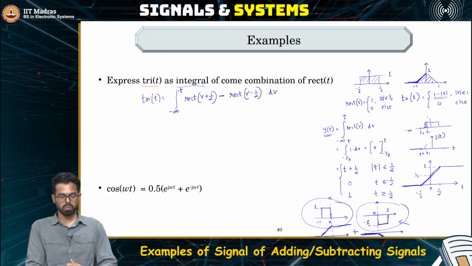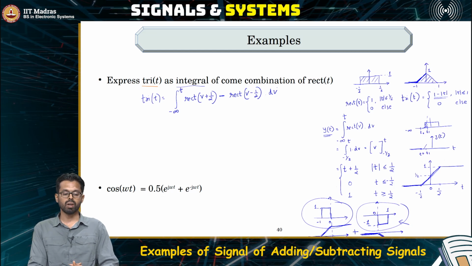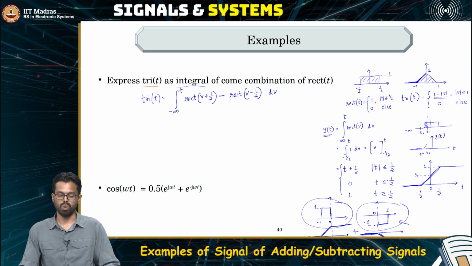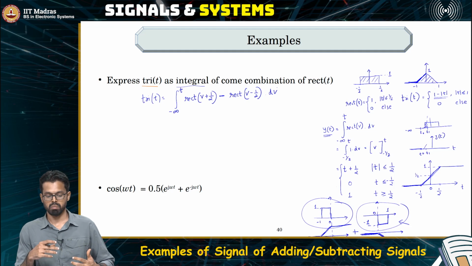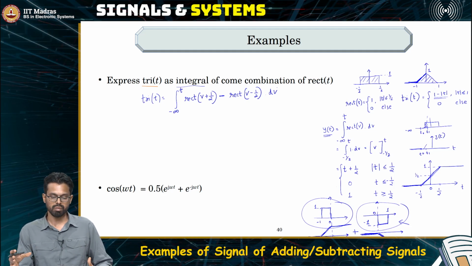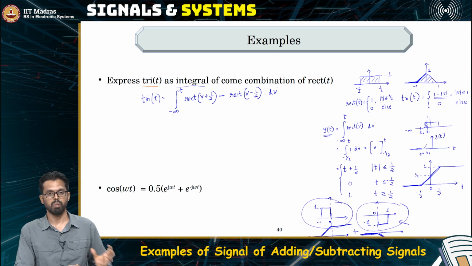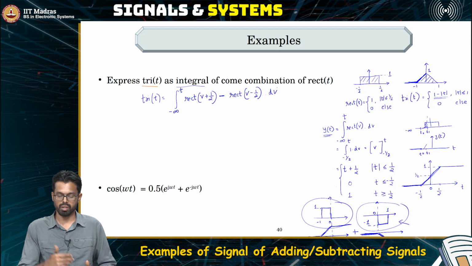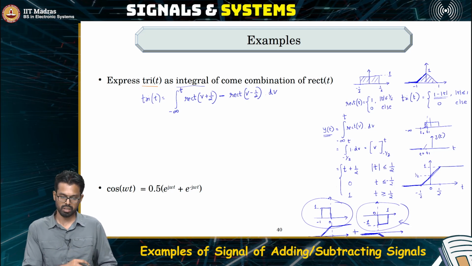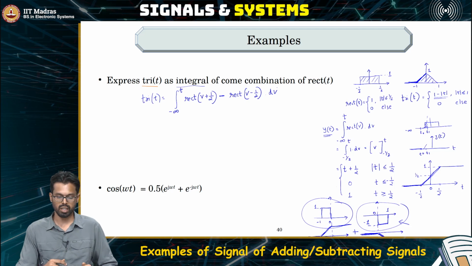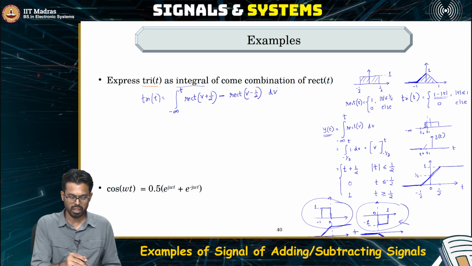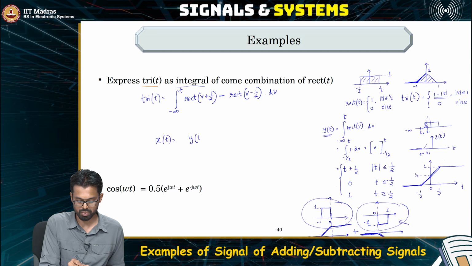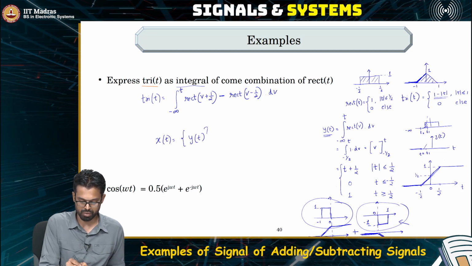Okay. So what we have done here is essentially express this triangular function in terms of the rectangular functions that we already know of. So this way there are multiple combinations of different signals that you can express for a particular given signal. Earlier we expressed the rectangular function itself as a function of one particular triangular function. Now we have expressed the triangular function as a function of the rectangular function. So this way, given any x of t, we can express that as some combination of y of t.